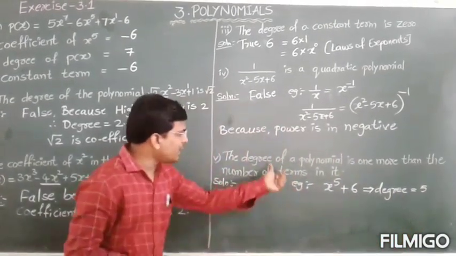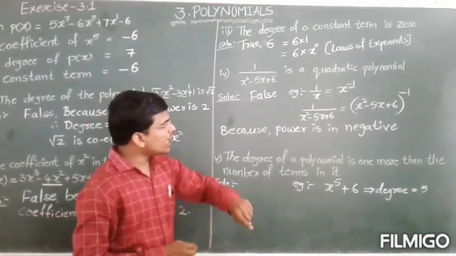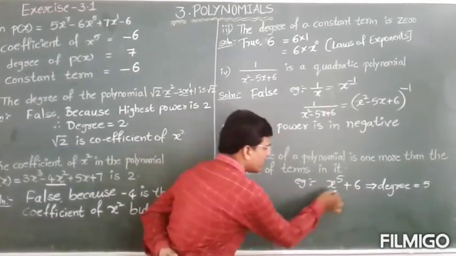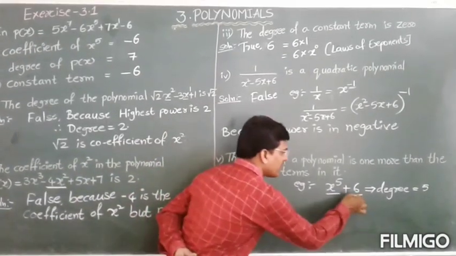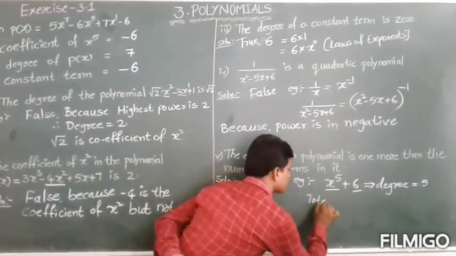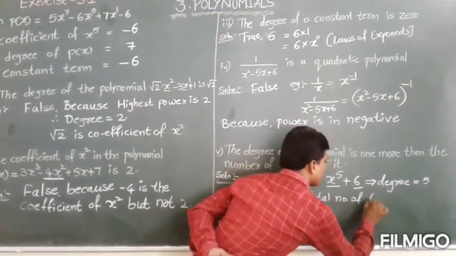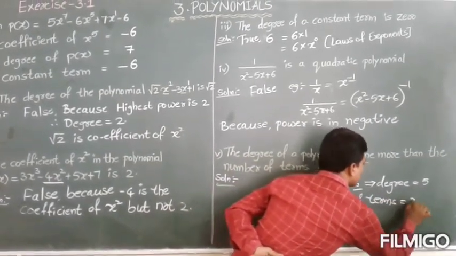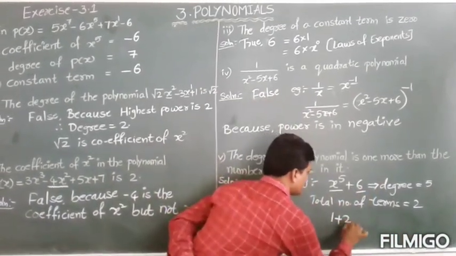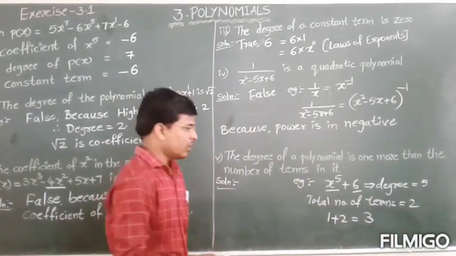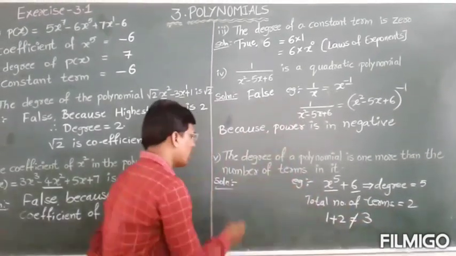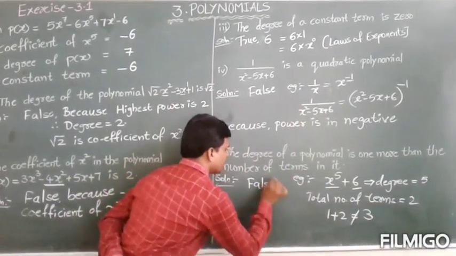But according to this statement, what is it telling us? One more than the number of terms in it. So here, how many terms are involved? x to the power of 5 is 1 term, and 6 is 1 term. So the total number of terms is 2. But what does it say? 1 more than, so 1 plus 2, that is equal to 3. So is the degree equal to 3 here? No. So this statement is wrong. It is a false statement.